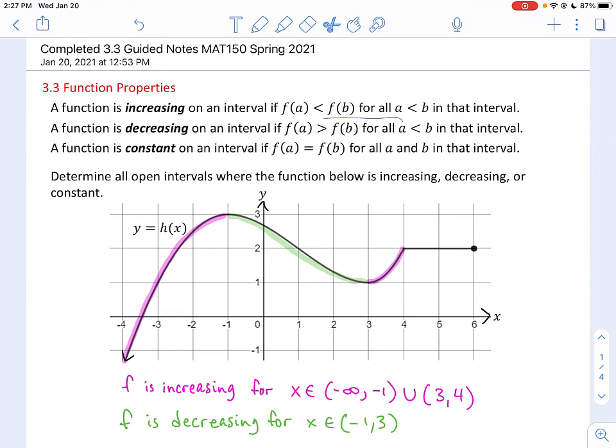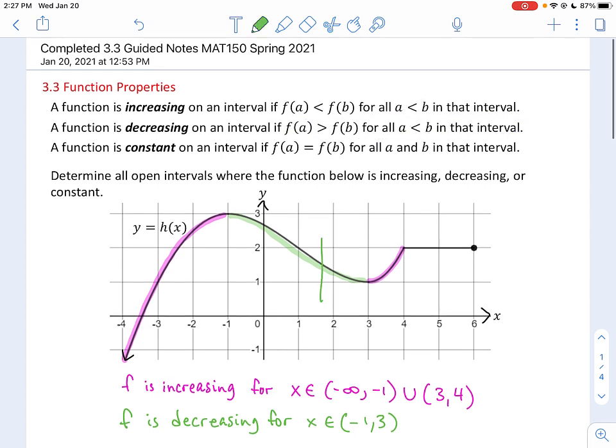And what this statement up here is saying is that if you take any b that's larger than a, so here's a b, here's an a, in this interval, it'll be the case that f of b is lower than f of a. That's what this is saying here. f of b is less than f of a when b is more than a.